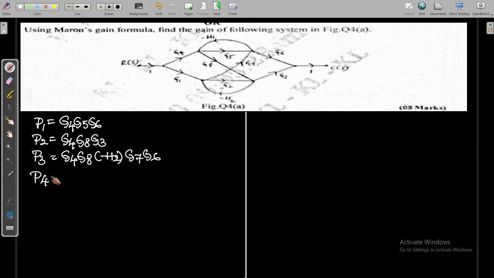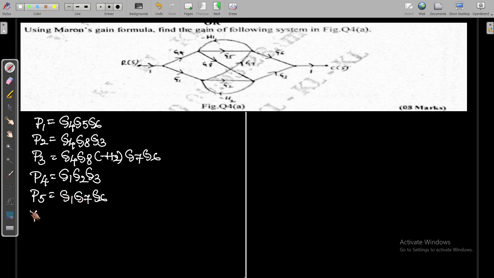Next see another forward path, P4, here. So we have another forward path, that is G1, G2 and G3, a very simple forward path I am taking, G1, G2 and G3. Next you can observe another forward path here, that is G1, G7 and G6, reaching the output here. So let us write that P5 is equal to G1, G7, G6, that is another forward path.